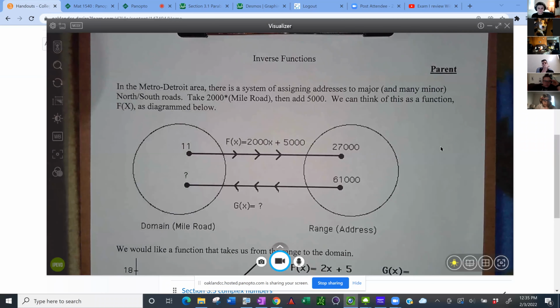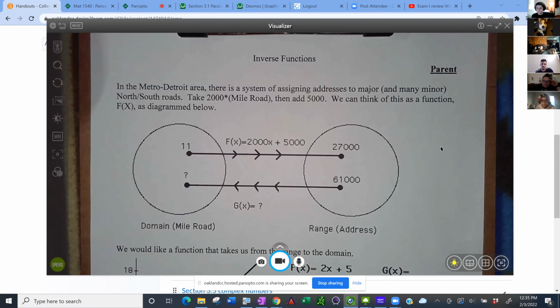Okay, so just to review a little bit of inverse functions, years ago, a student of mine came up to me and says, hey, I know you're into cycling. Why don't you come out and visit my family's bike shop? We're on the 61,000 block of Mound Road.